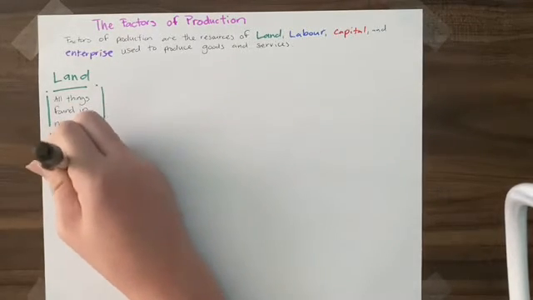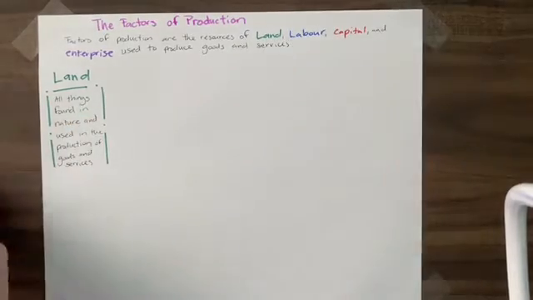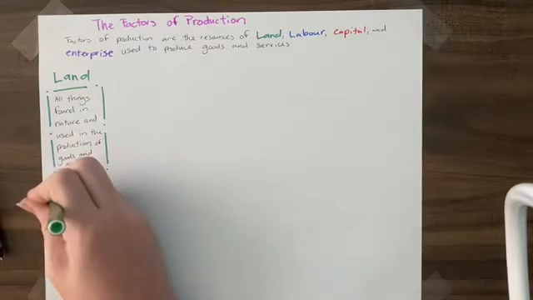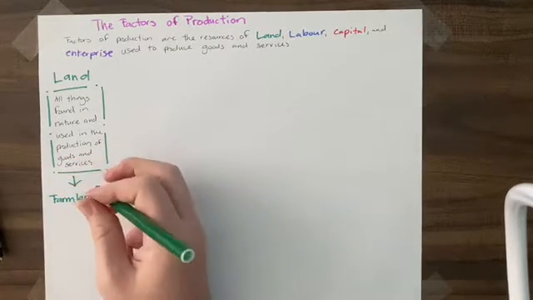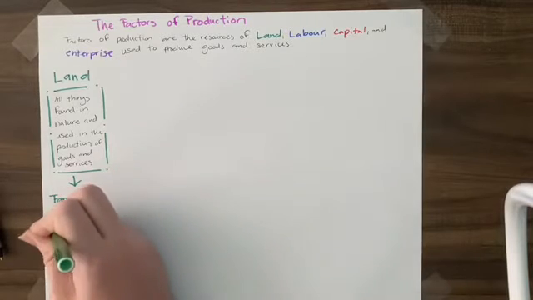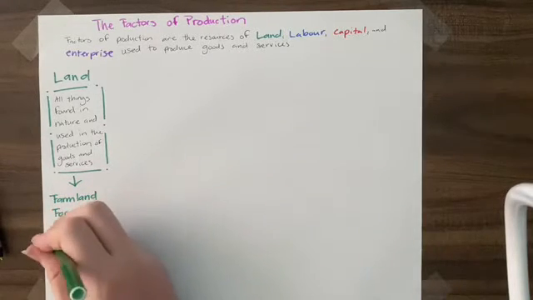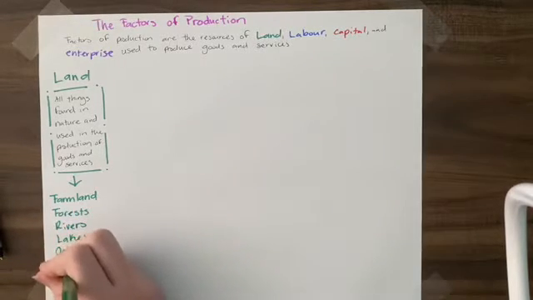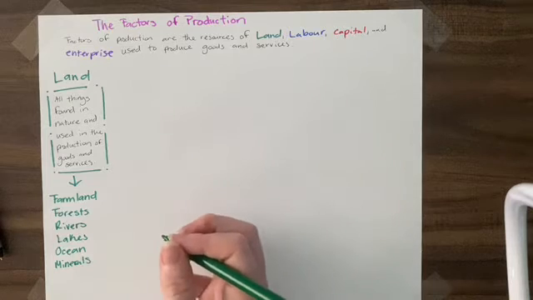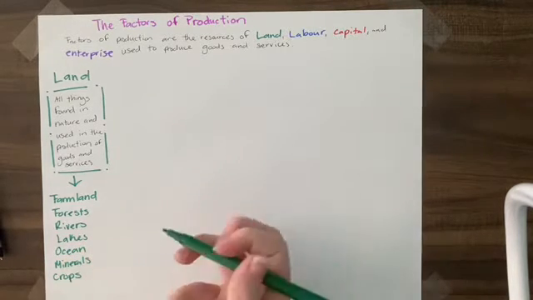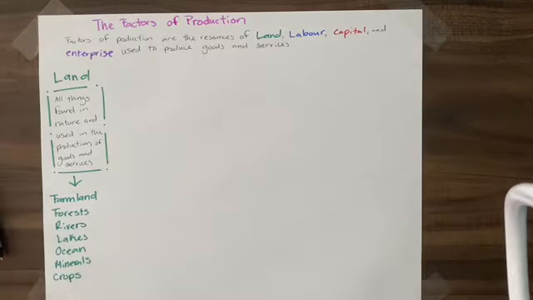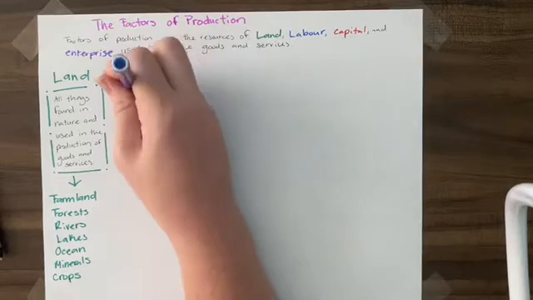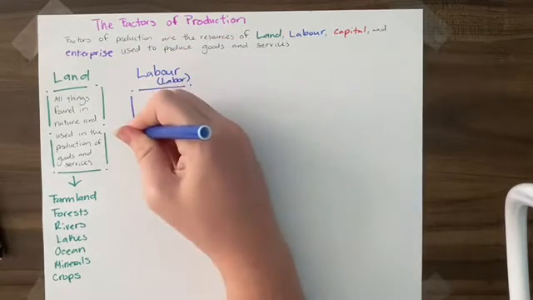So land are all the things supplied by nature and used in production of goods and services. So it's all the things that we find in nature and that we use in production of goods and services. It's all the stuff we find, stuff that God made basically. A few examples of this, I'm going to write them underneath. You can see me doing it already, I think. Some examples are farmland, forests, rivers, lakes, oceans, minerals, crops, anything you can find in nature.